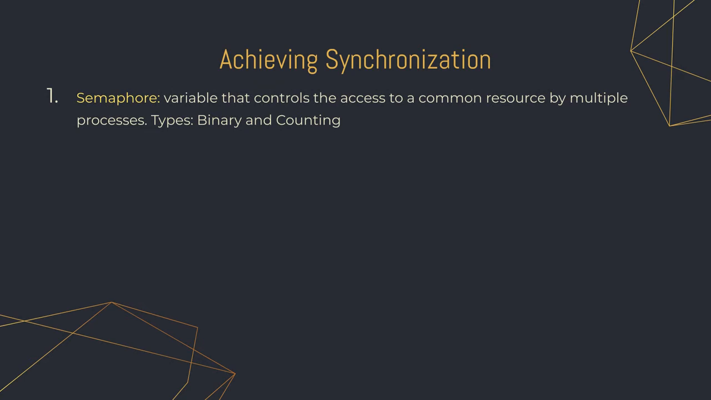First, we have semaphores. Semaphores are just variables that control the access to a common resource by multiple processes. The two main types are binary and counting semaphores. At its core, semaphores are just signaling mechanisms. A process that is waiting on a semaphore can be signaled by another process. It has two atomic operations which are wait and signal.